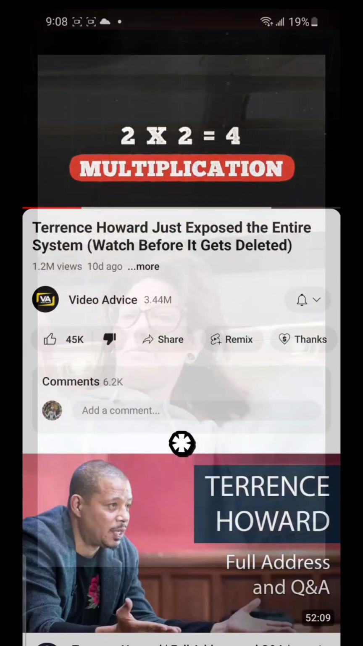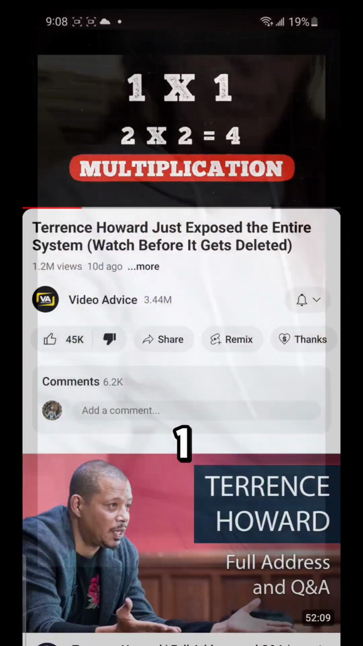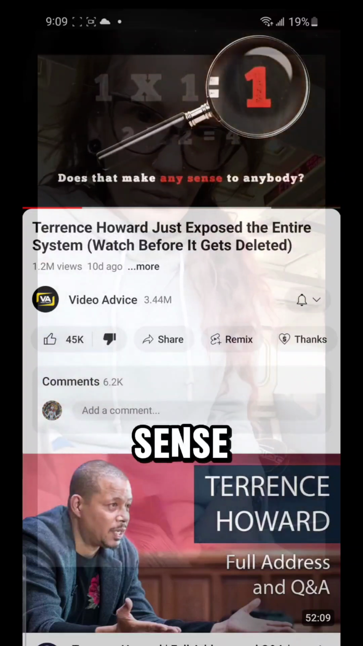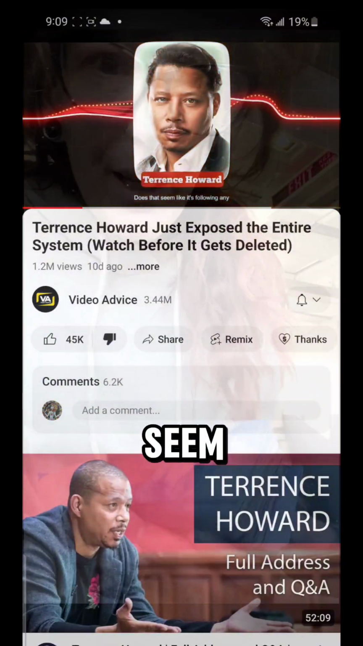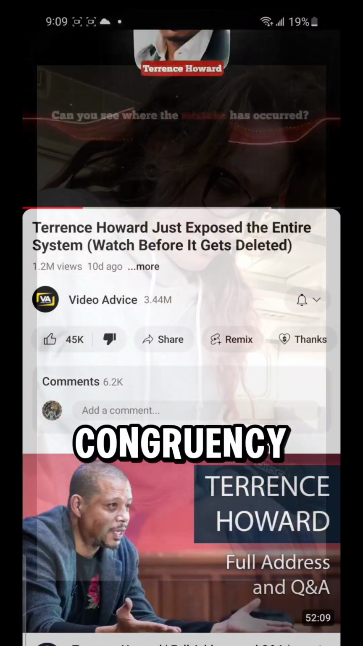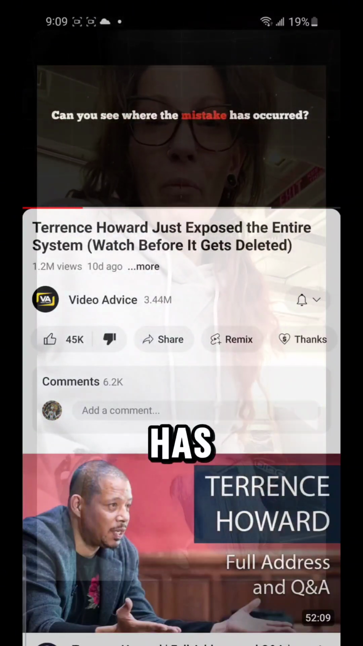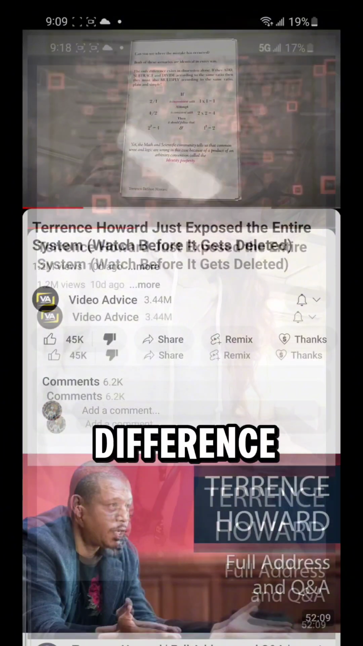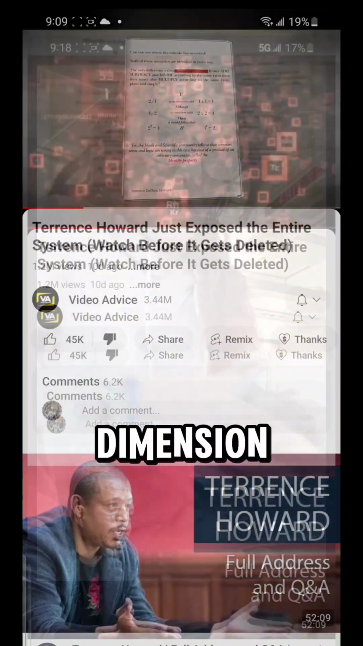Multiplication, 2 times 2 equals 4, and 1 times 1 equals 1. Does that make sense to anybody there? Does that seem like it's following any similar line of congruency? I mean, can you see where the mistake has occurred? Both of these scenarios are identical in every way. The only difference exists in dimension alone.